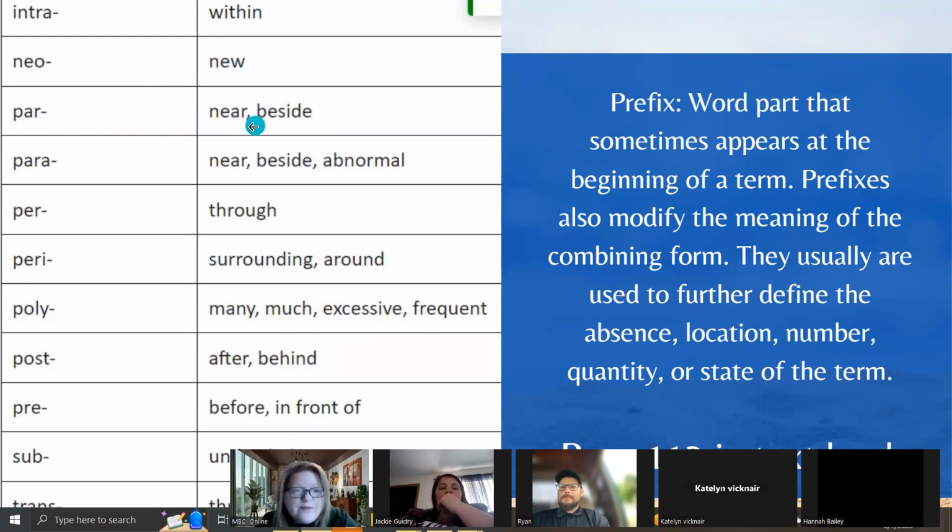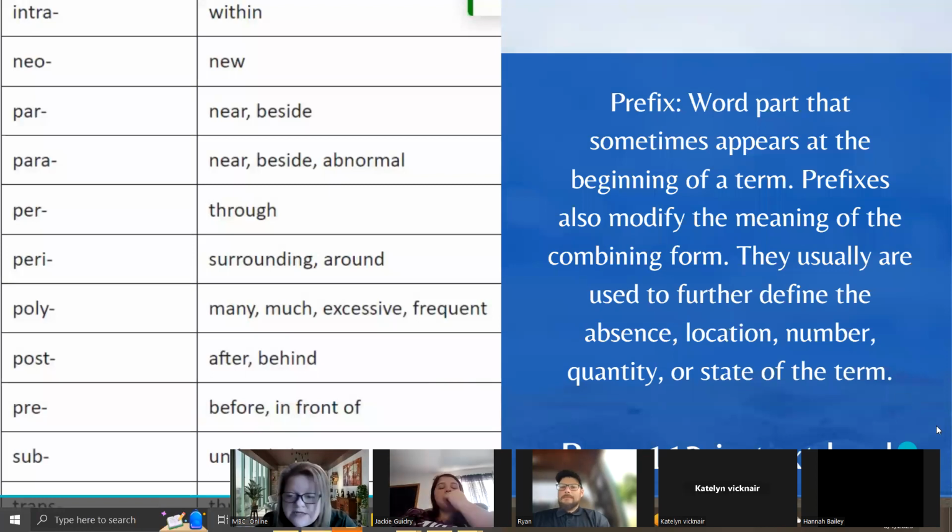Par, near or beside. Para, near, beside, or abnormal. Per, meaning through. Peri, meaning surrounding or around. Poly, meaning many, much, excessive, or frequent. There's post, meaning after or behind. Pre, meaning before or in front of, like pre-diabetic. I mean, that's an easy one, but that's before you're actually a diabetic. You're in the beginning stages of becoming a diabetic if you're pre-diabetic, right?